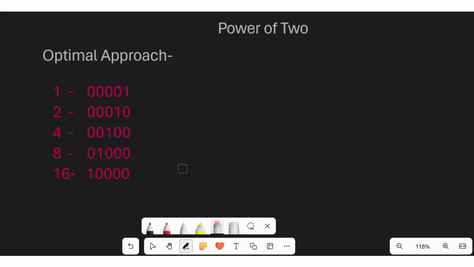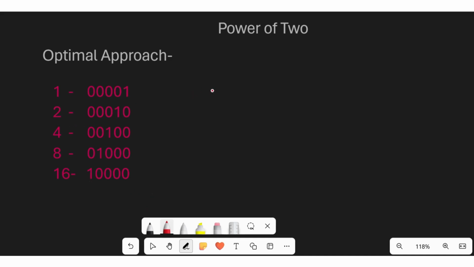Here I have taken a few numbers which can be represented as 2 to the power of something, and I have written their binary. The thing you can observe from here is that the binary of all of these numbers always has only a single one present somewhere in that string.